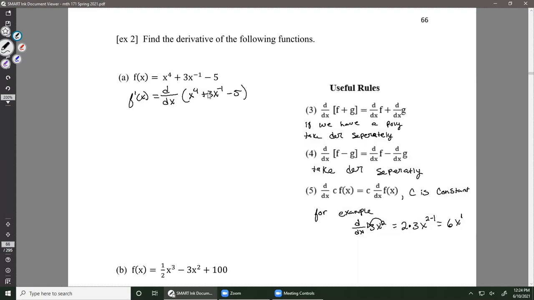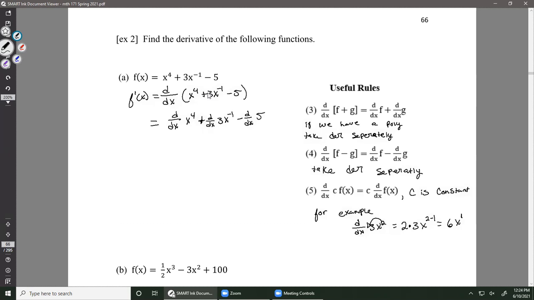Well, that third and fourth rule say if they're being added or subtracted, you can take their derivatives separately. So this is d dx of x to the fourth plus d dx of 3x to negative 1 minus d dx of 5. So that's kind of using rule 3 and rule 4, separating them up. Again, showing way more work than I'd expect you guys to show on a test.